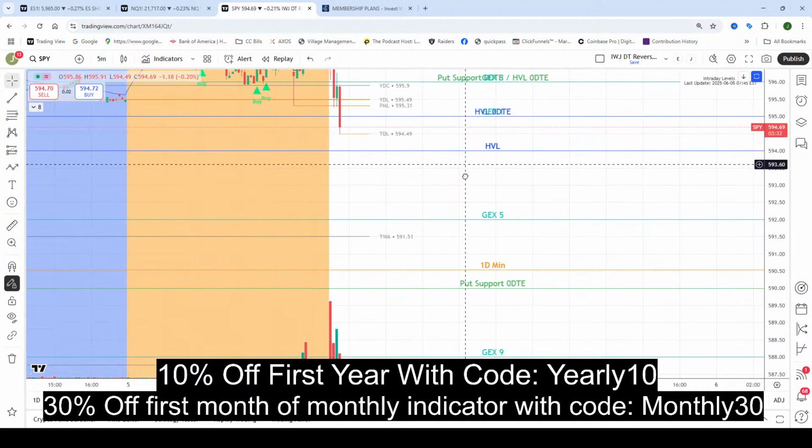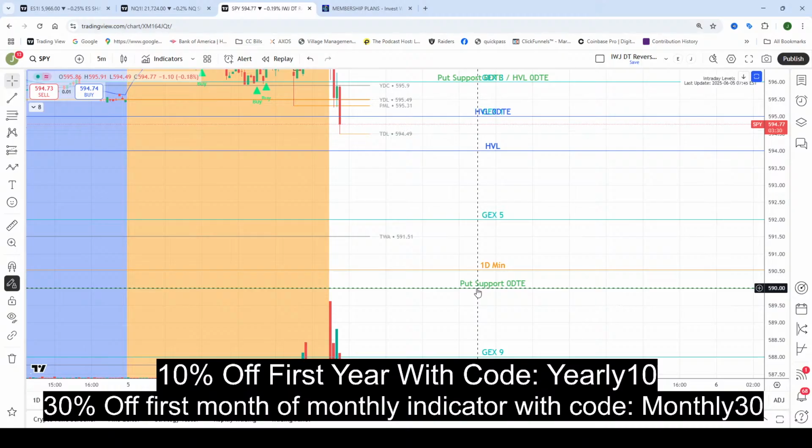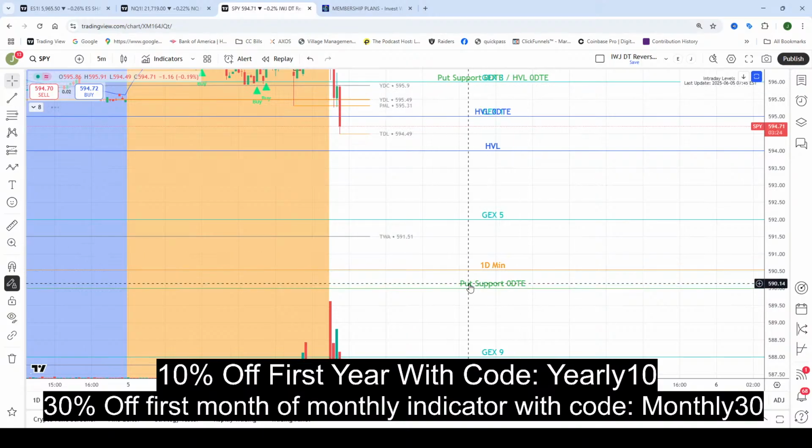If we scroll down here, our next put support is all the way down at 590. So your main put support is going to be 595. Then the next one, meaning, so let's say they rank it by volume of options.